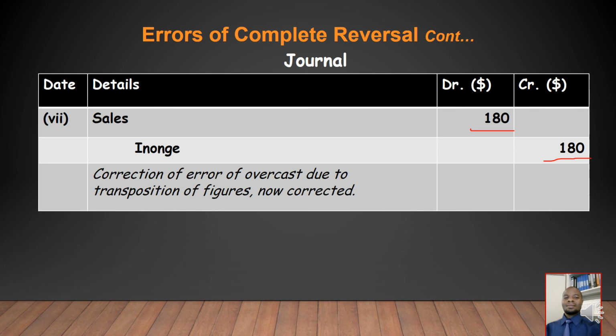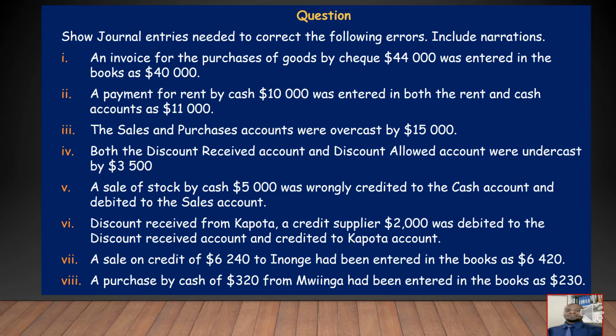Let's take a look at the next part of the question. The next part of the question is part 8, which says a purchase by cash of 320 from Mwinga had been entered in the books as 230. So clearly we can see that there is a transposition here of the 2 and the 3. The positions have been altered. So 3 is supposed to come before 2, but in the way the figure was entered, 2 came before 3, hence creating an error. Well, let's take a look at how this was entered in the ledger accounts and how it ought to be corrected.